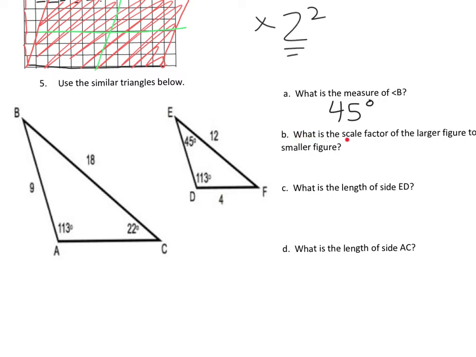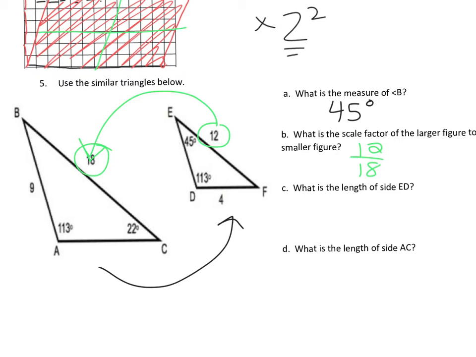B, what is the scale factor of the larger figure to the smaller figure? So you're going large to small, so it's getting smaller. So that means my answer has to be less than 1. So I take a side that both of them have numbers for to figure out the scale factor. So I need to go from the smaller figure divided by the larger figure. So 12 divided by 18, and that reduces, I can divide both of them by 6, so it reduces to 2 over 3.